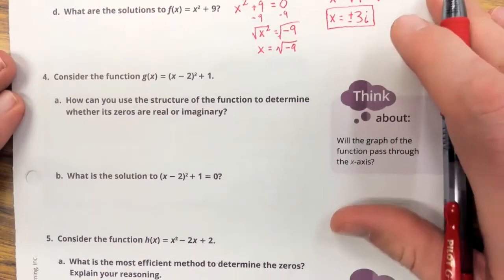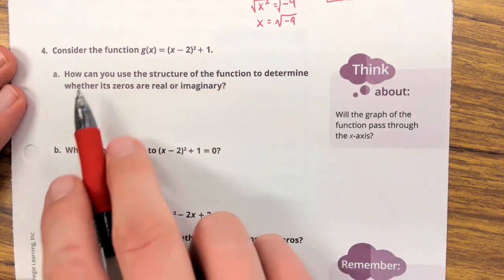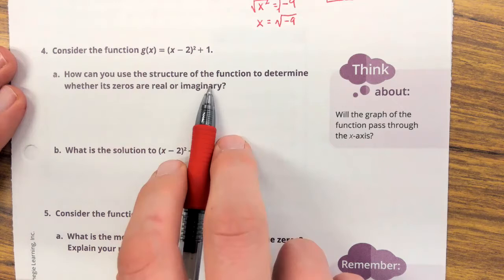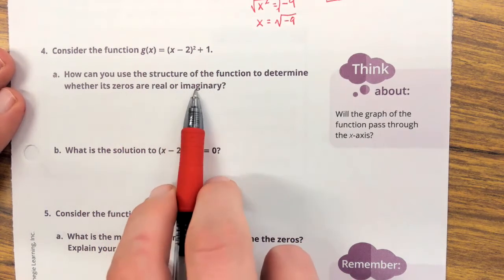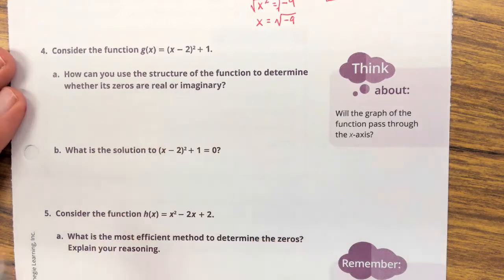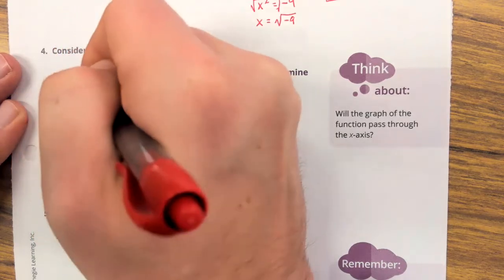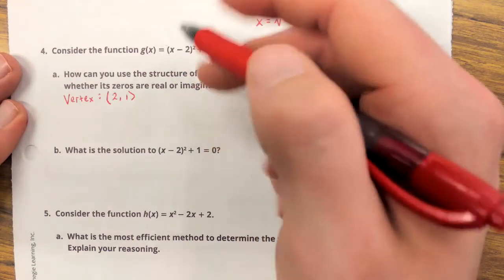Okay, moving on. Number 4, consider the function g of x equals x minus 2 squared plus 1. How can you use the structure of the function to determine whether its zeros are real or imaginary? So this is not solving it yet. It just wants you to realize what your solutions are going to be. To find that, pick out the vertex. We know it's in vertex form, and the vertex is going to be at 2, 1. We also know by the a value that this function is concave up.